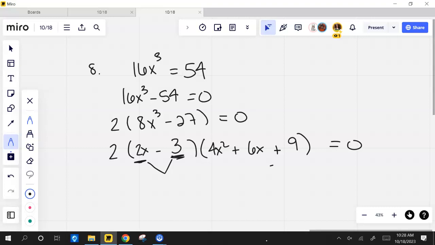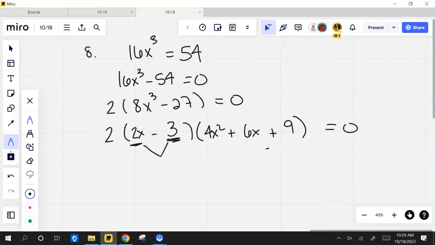That's okay. You squared them. That's okay. You don't even have to look at this quadratic any further. It's not going to ever factor any further for you. So I can go ahead with solving. 2 is not going to equal 0, so I don't have to worry about that. 2x minus 3 equals 0. So I get 3 over 2.